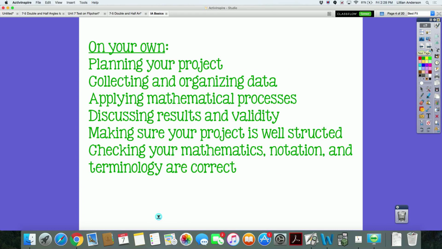All right, now on your own. Everything else, besides the advising and the checking in, is on you. Planning this project, that's you. Collecting and organizing your data, that's you. Applying mathematical process, doing the work, every step, that's you. Discussing your results. What does the answer tell you? And its validity, that's you. Making sure it's well structured, and then checking your math, the notation, and terminology. Everything else is you. Okay?